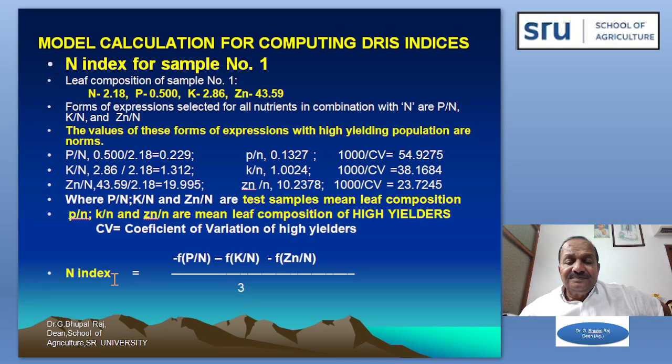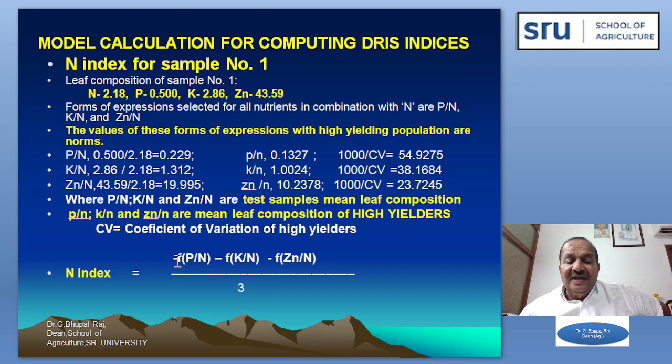Nitrogen index. Here the selected forms of expression are P by N, and the next one is K by N, and the next one is Zn by N. These are the selected norms.